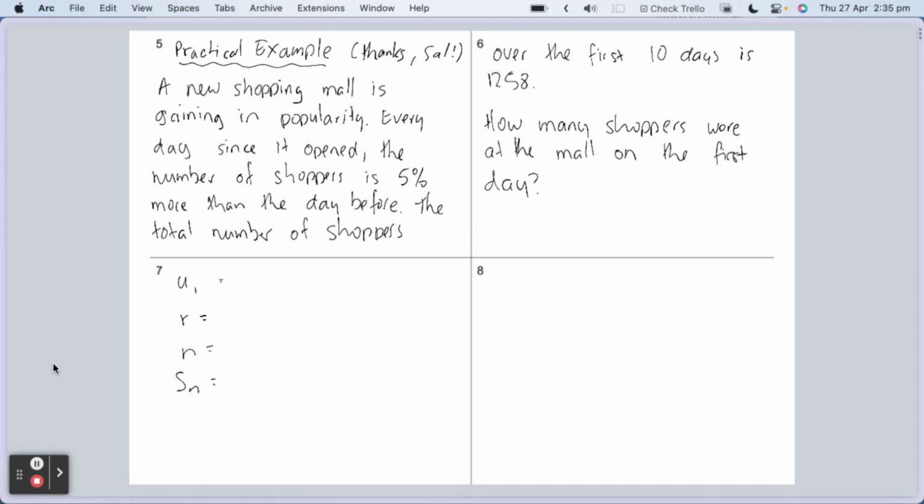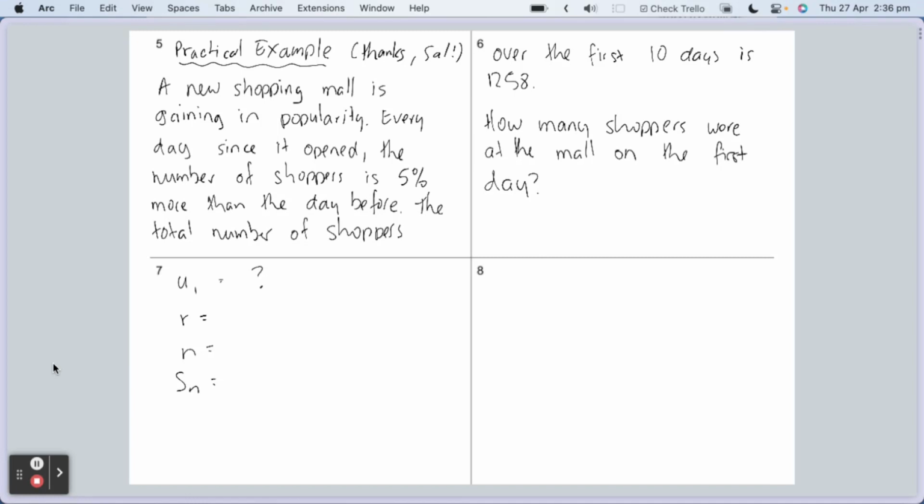Slide 7 has the 4 bits of information that we either need to find out or are given in the problem. Which one of these will answer the question, how many shoppers were at the mall on the first day? Iris, you've got a 1 in 4 chance. Do we need to find U1, R, N, or Sn? Yes. So U1 is our question mark. We don't know that yet.